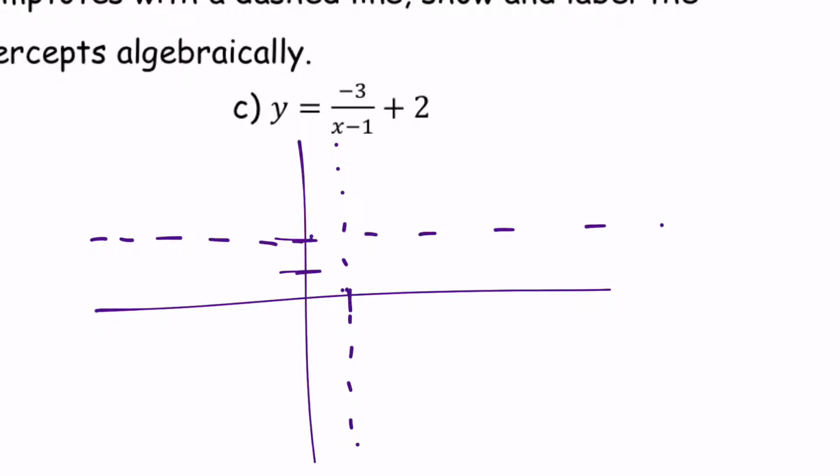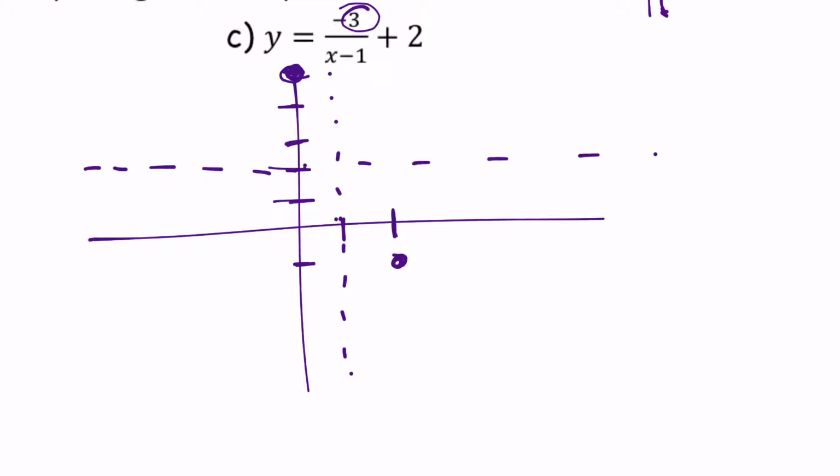I have a negative 3, which means yes, it is flipped, so it's going to be down to the right and up to the left. But I also have that stretch factor, that 3, which means when I move to the right 1, instead of going 1 down, like we did in the last one, I'm going to go 3 down. So I need to go down 1, a 2, a 3, and get that point right there. And when I go 1 to the left, instead of going up 1, I'm going to go up 1, 2, 3, like that.